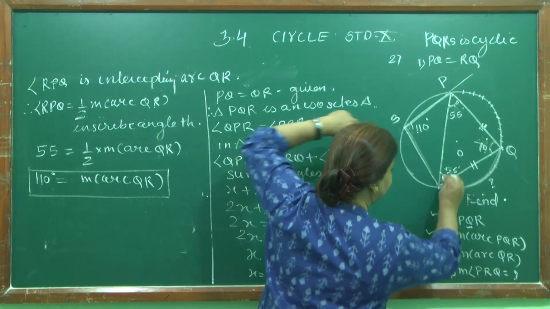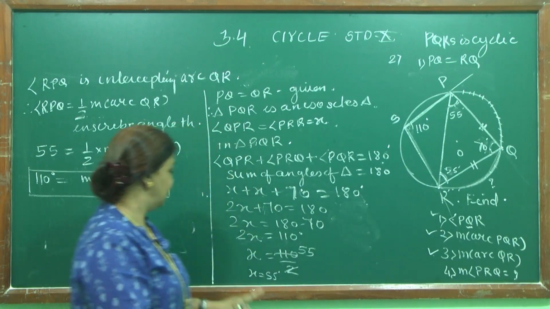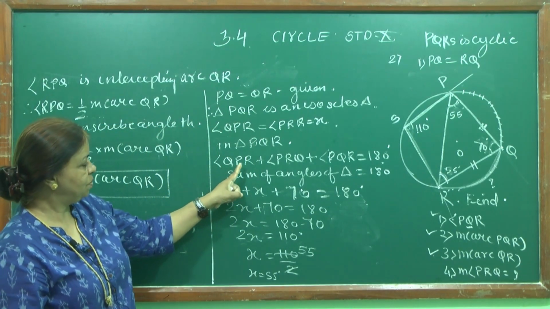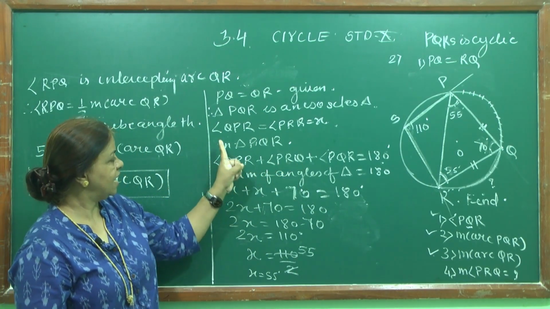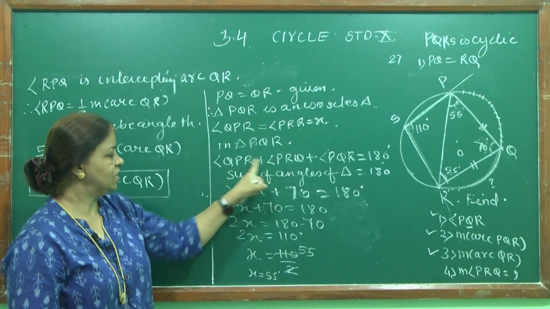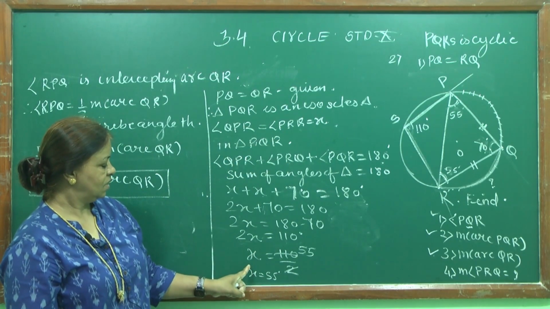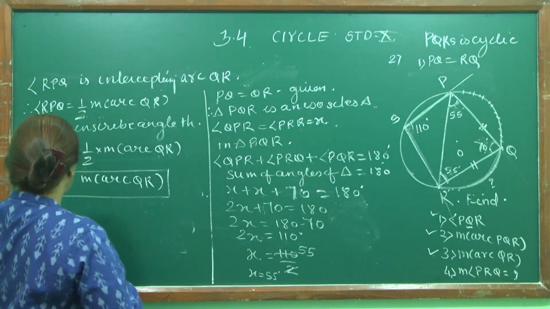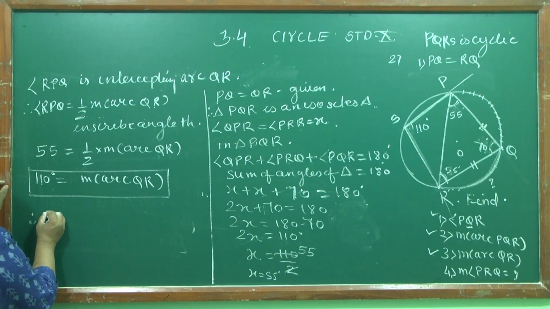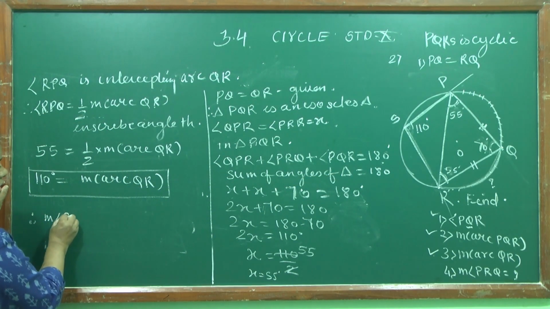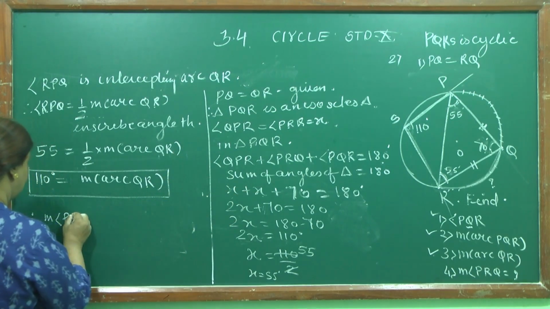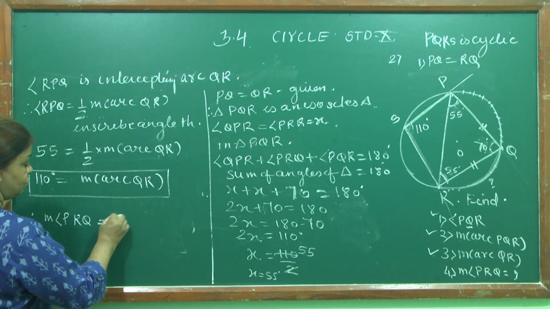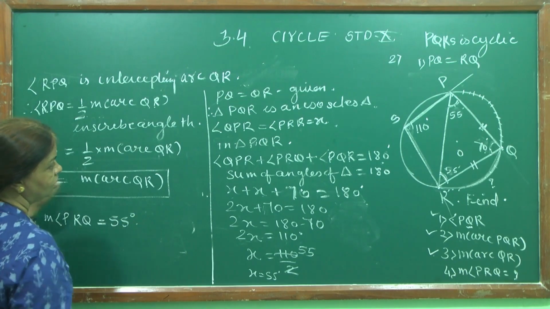PRQ, we have already got, children, 55 degree. See, QPR and PRQ are same. So, here both angles are same. X value is 55 degree. Therefore, measure of angle PRQ is equal to 55 degree.